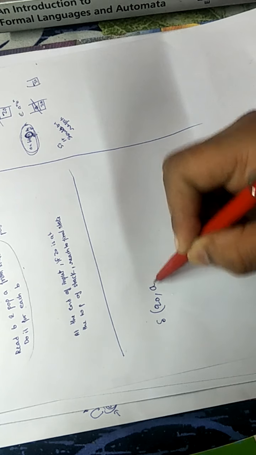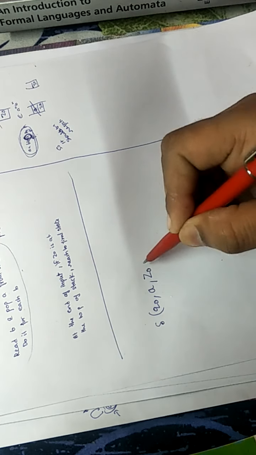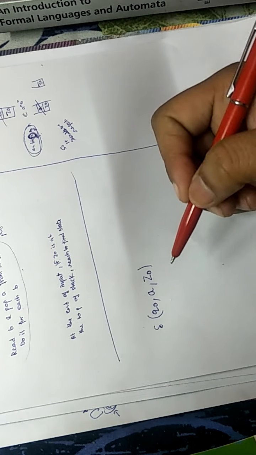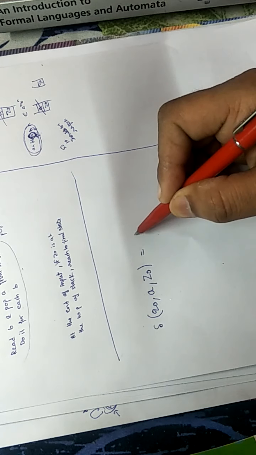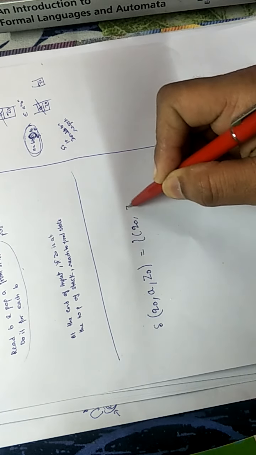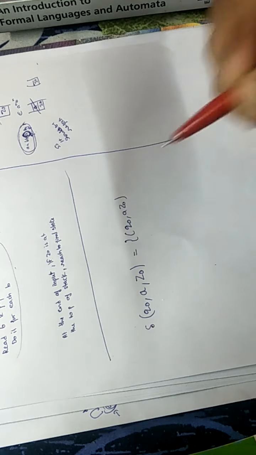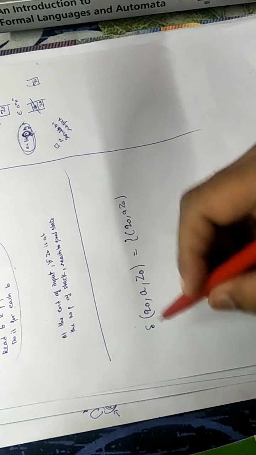Initially we will read A and the initial symbol of the stack is Z0. What we need to do? We have to push this A. So we will push A over Z0. Now the first A is pushed into the stack.